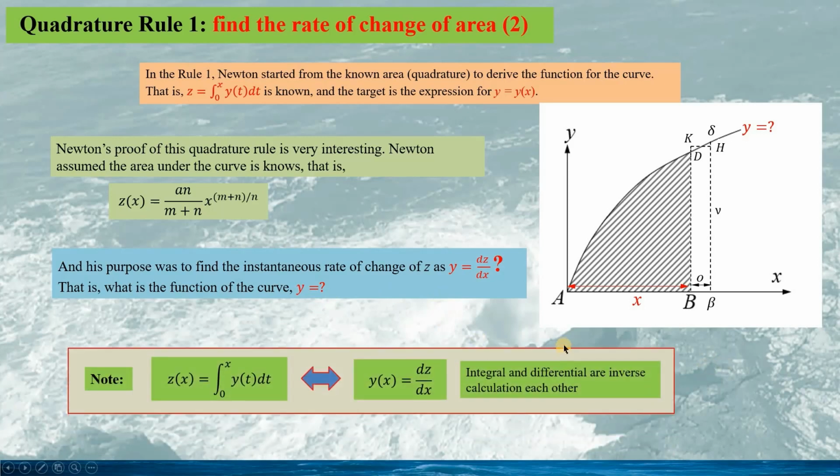It should be noted that even in Newton's time, it was well known that the derivative and the integral calculations are inverse calculations. This means if we find one, for example the derivative or the integral, then we can easily obtain the other, simply by using the inverse calculation.